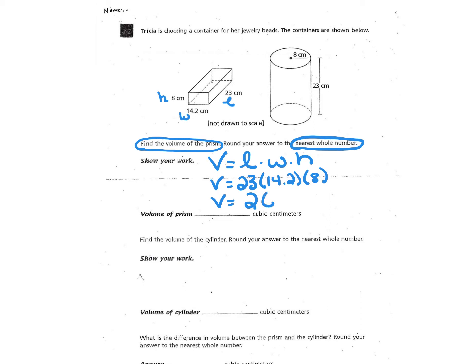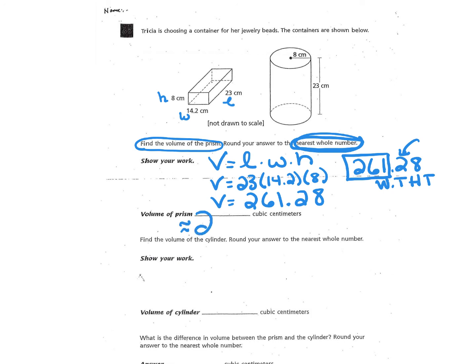Well, we get 261.28. But remember, we have to round to the nearest whole unit. We look at the digit to the right, and the 2 is not 5 or more to raise that score. So the rounded answer is 261 cubic centimeters.